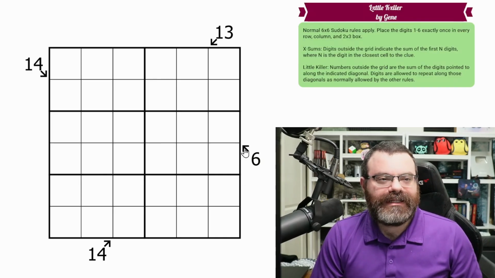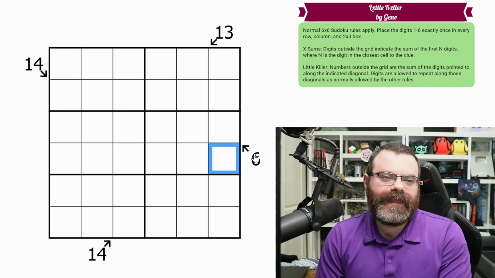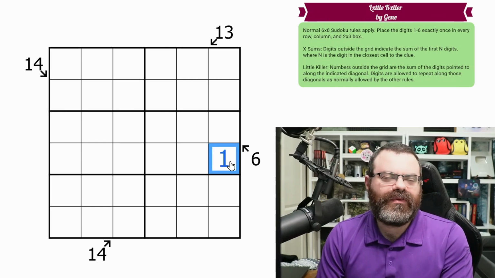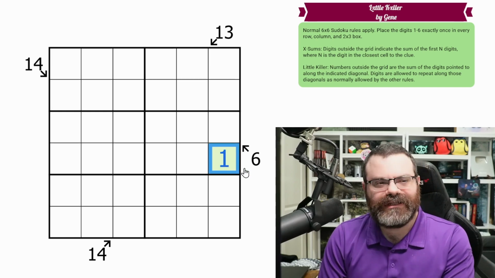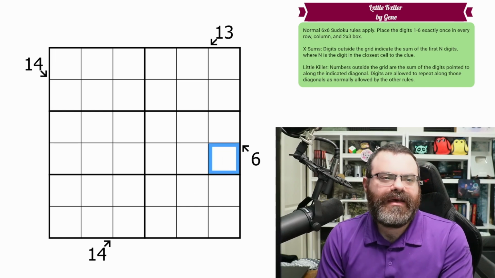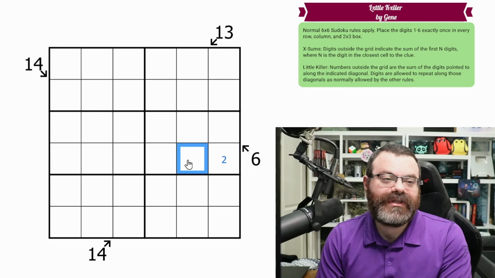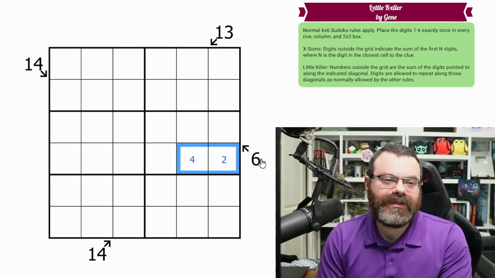Okay, let's think about the 6 here. So first of all, it's an X-sum. So about X-sums, you can't ever put a 1 unless the clue is a 1, because that means you're only using one cell itself to add to it, so it would be a 1. This could easily be a 2. If it was a 2, this would be a 4. So 2 plus 4 is 6.